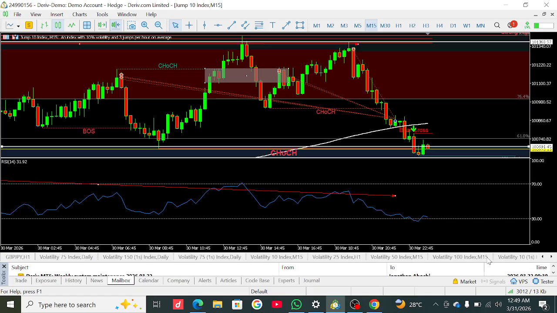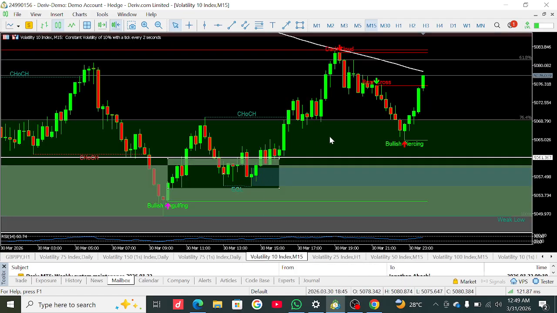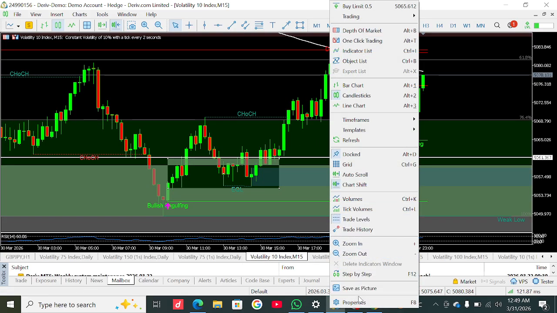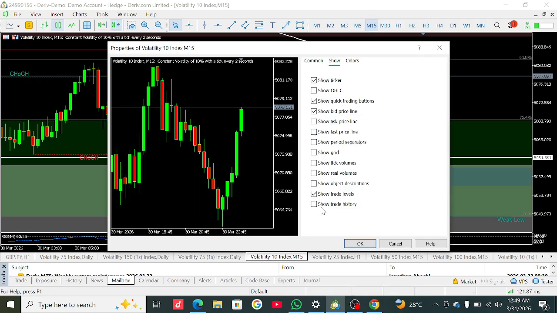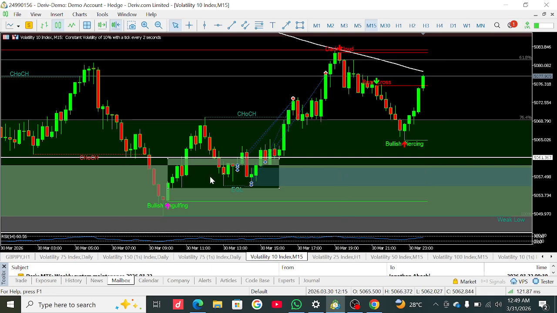And the other one, Volatility 10. Okay, Volatility 10, also the same thing. Let me show you the trade history. Okay. You can see I took the trade here, and I took the profit from here.